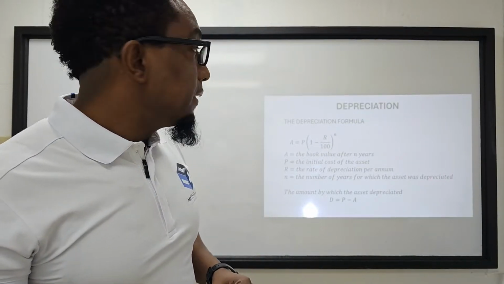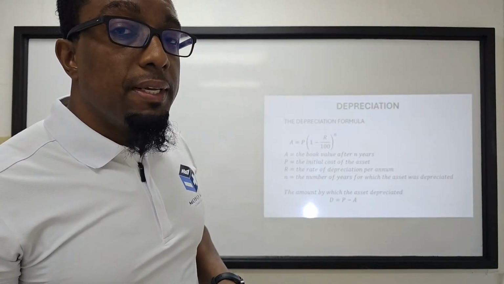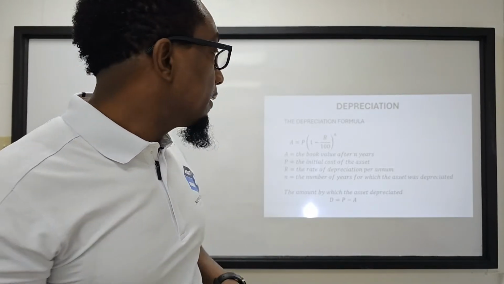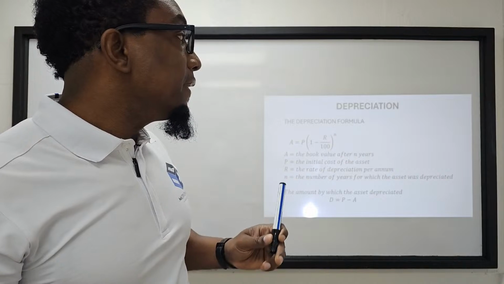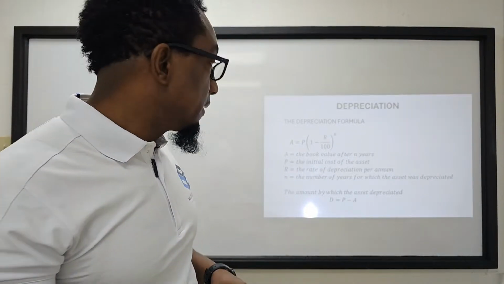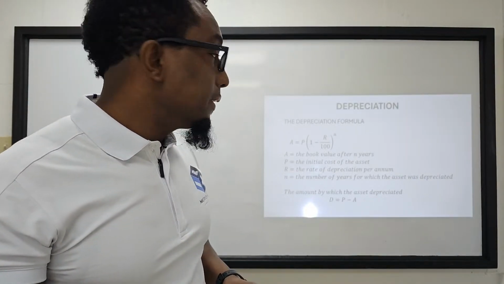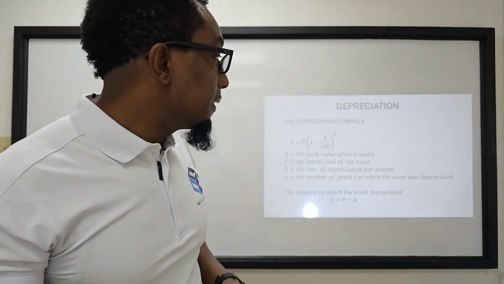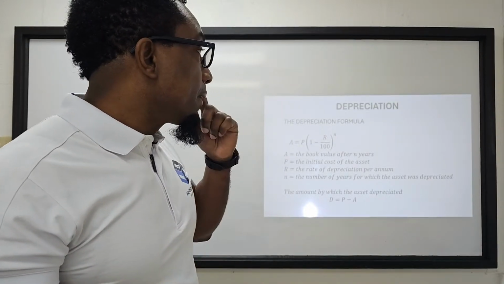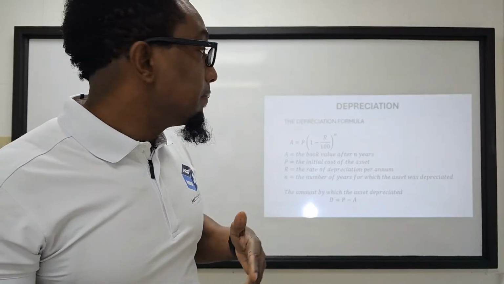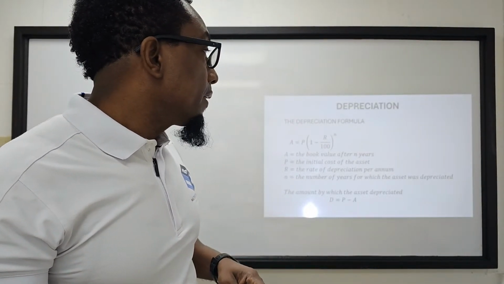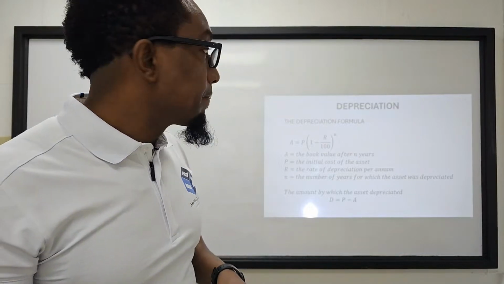P in that formula is the initial cost of the item or asset. R is the rate of depreciation per annum. N is the number of years in which the asset was depreciated. And for us to determine the amount by which the asset depreciated, it's simply the book value. We're going to subtract that from the initial cost of the item. So you know what is the amount it depreciated by.